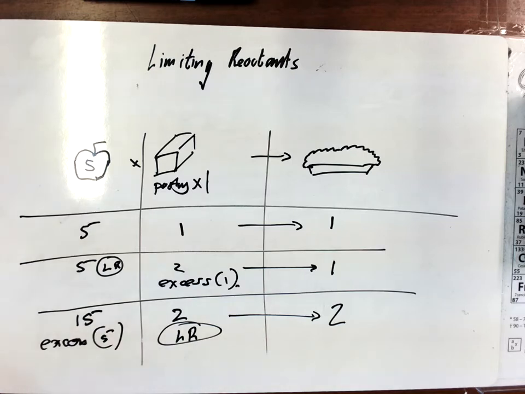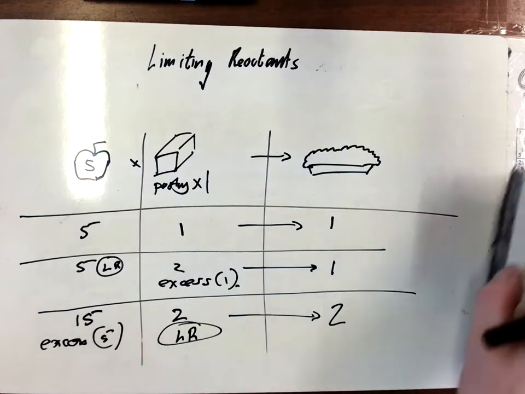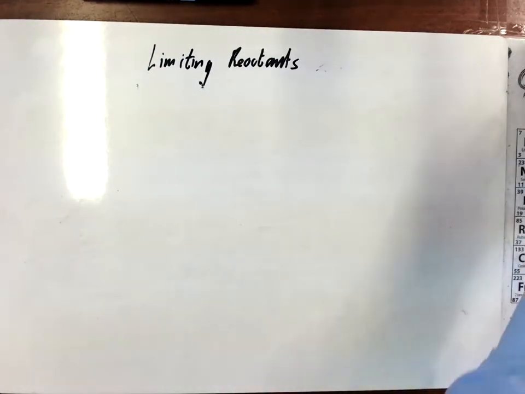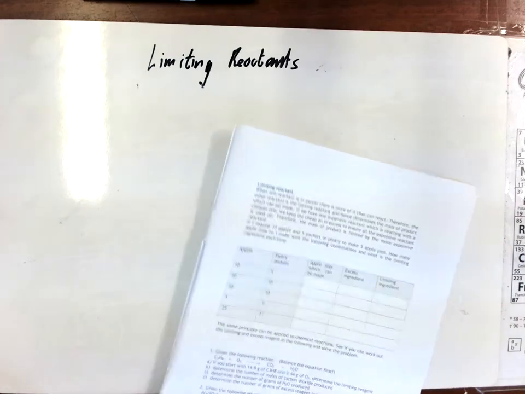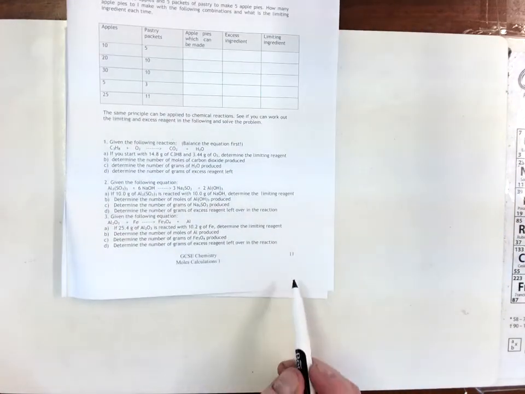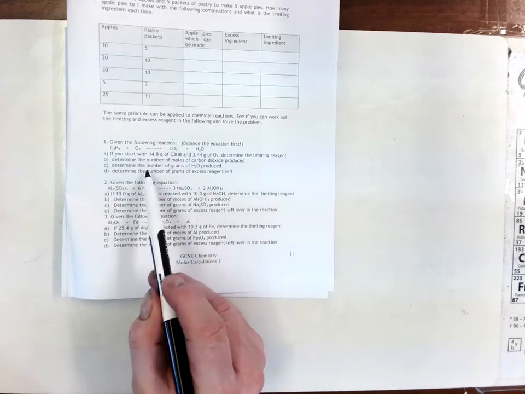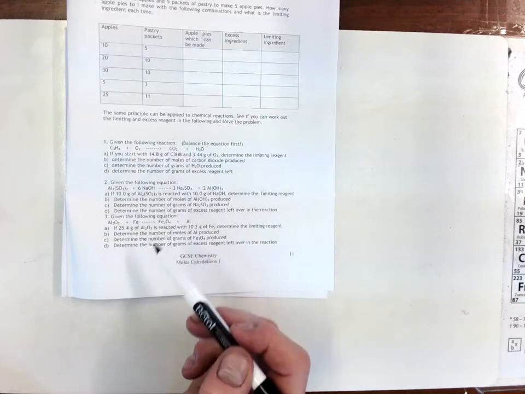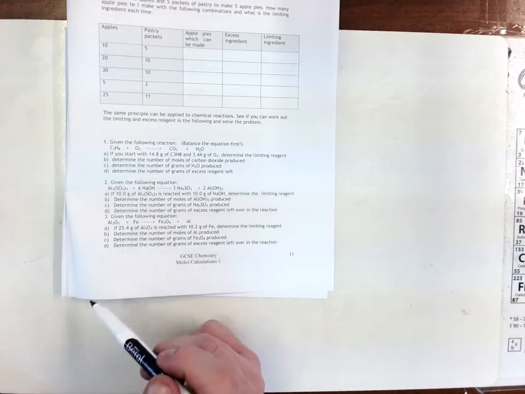And that's kind of how it works for limiting reactants in chemistry, except we turn mass of things into moles, and then we compare the moles instead of comparing packets of pastry and numbers of apples. So we'll do a couple of examples and see how we get on, and hopefully that will clear up any confusion. I'm going to go to your notes so you can follow this if you're at home. I'll do the first one, and then maybe one from number 3, and we'll see how we get on.